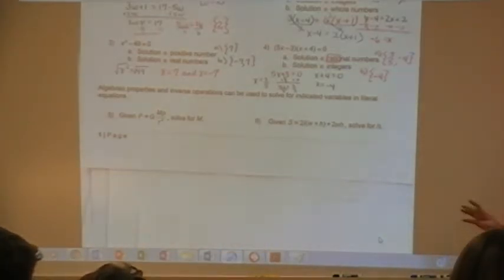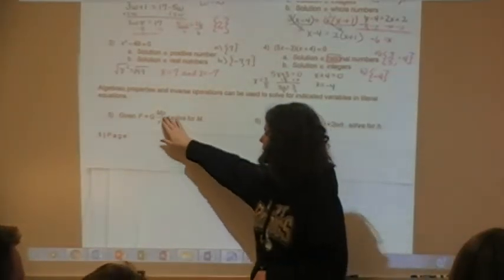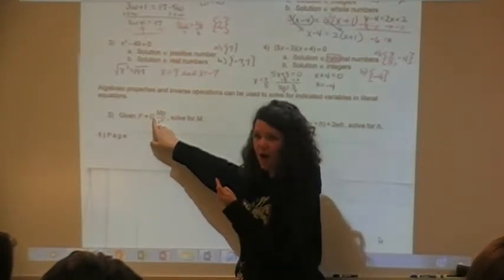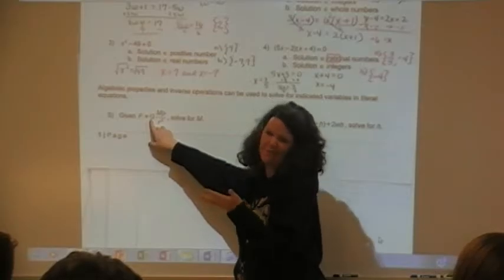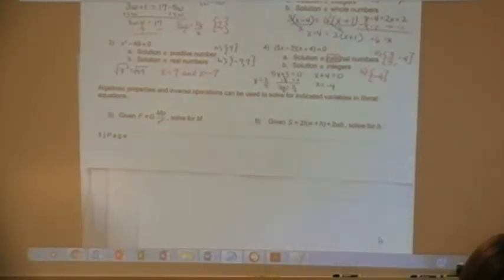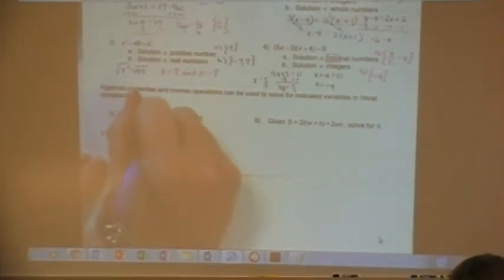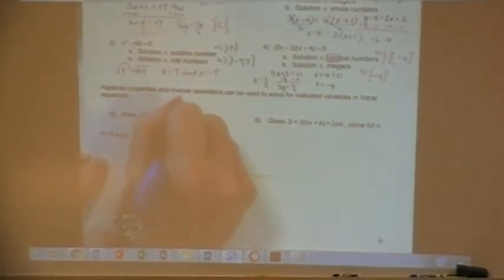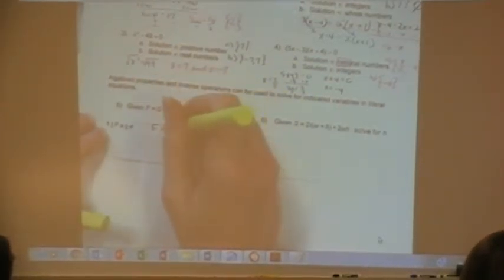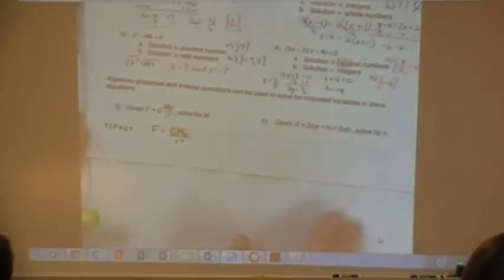Now, don't let the way they wrote this bother you. This g is really on top. Just because it's next to it, I mean it's on top, because g would be over 1. So it might help to write it that way first of all. So I'm going to write this f equals g m e over r squared. Now, we're trying to get m by itself. So we're going to follow the exact same steps to solve an equation.